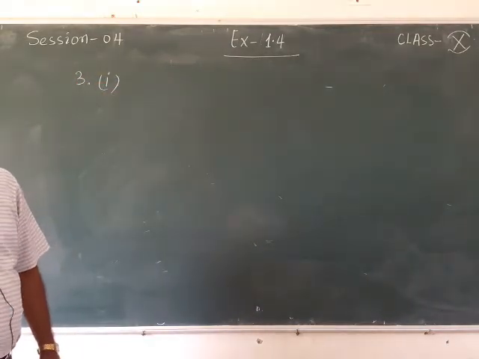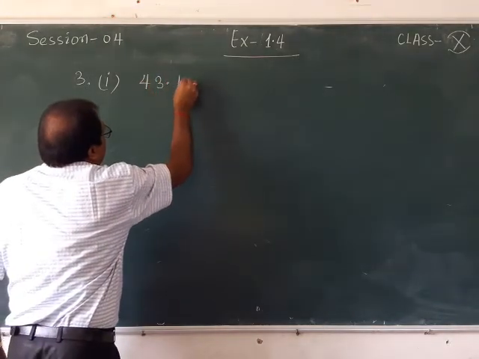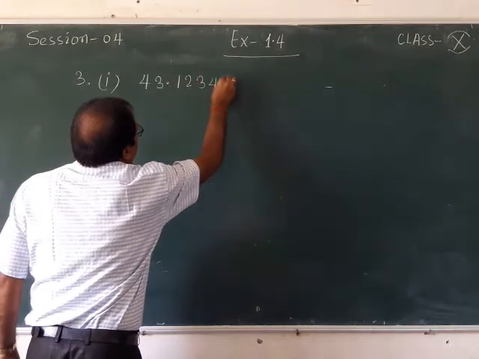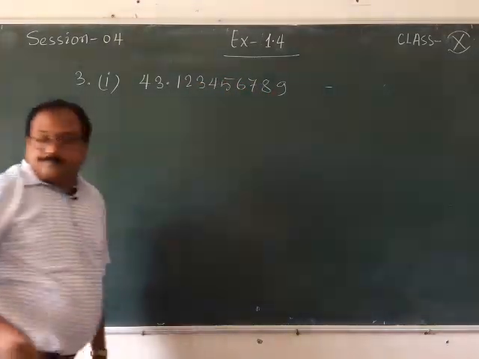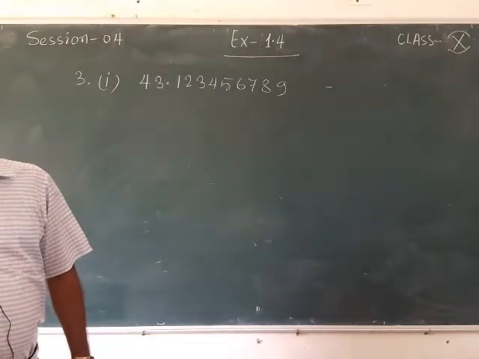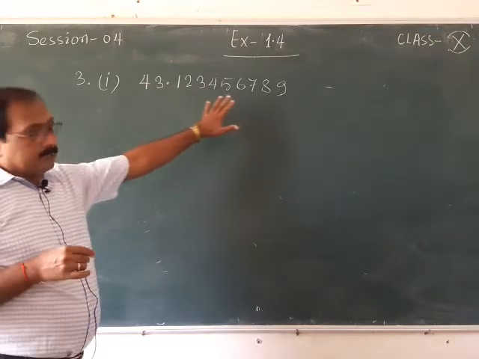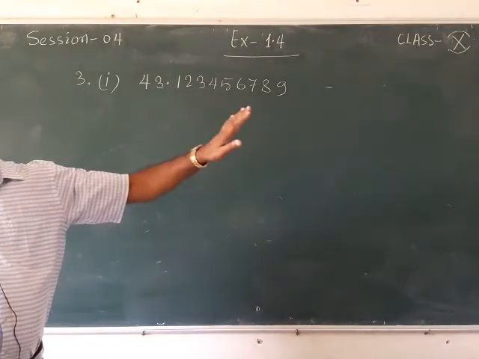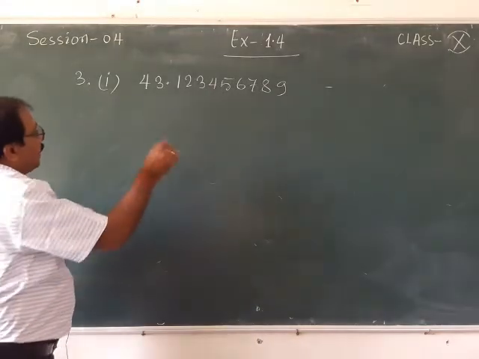3.1 is 43.123456789. Up to 9 it is written. Here the decimal expansion is terminating. You can see that the decimal expansion is terminating. Therefore the given number is rational.